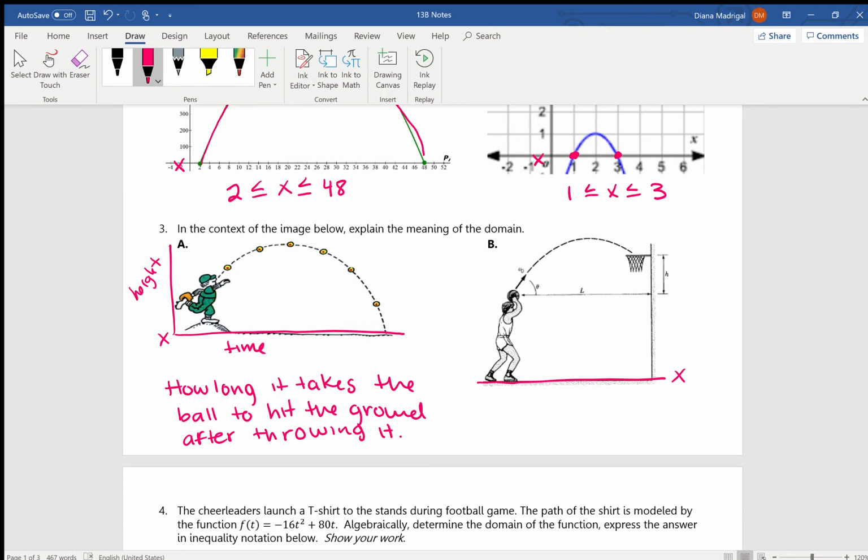So what about B? What do you guys think? This one doesn't hit the ground. This one's still in the air to get to the basket. So this one is actually how long it takes the ball to hit the basket, to go in the basket.